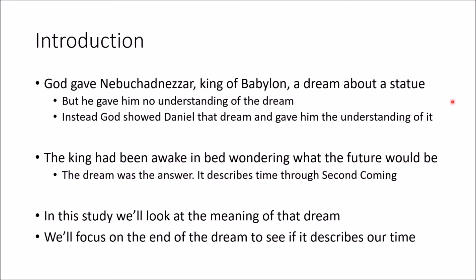And so the dream that God gave him was an answer to that, but God didn't give the king the answer. Instead, he decided that Daniel would be the one who would give him the answer. So God showed that same dream to Daniel and gave him the explanation of it. And Daniel was the one who was going to give the explanation to the king. And so this dream is the answer to the king's question of what's going to happen in the future.